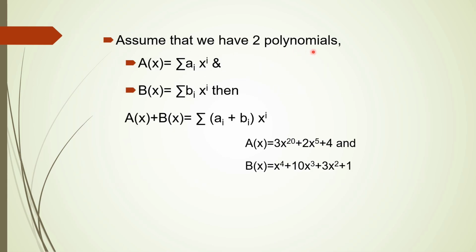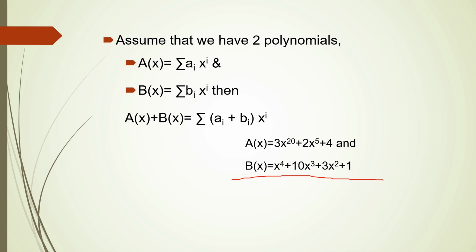Assume that you have two polynomials A of x and B of x with some terms. The summation of these two polynomials, A of x plus B of x, is equal to the summation of all the terms of A of x and B of x. To understand this, let us take these two polynomials. Here A of x has 3 terms and the second polynomial B of x has 4 terms. So we'll see how to perform the addition of two polynomials.